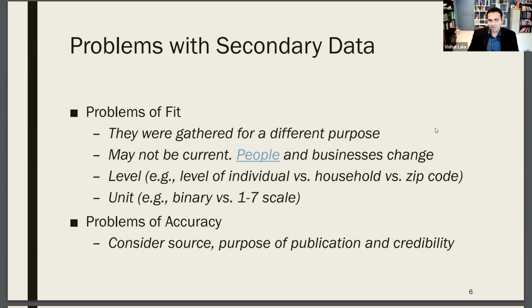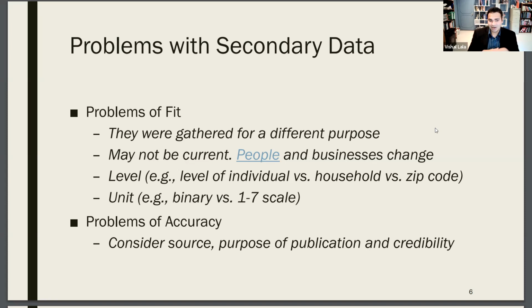There's also concerns about, or another problem with it might be, whether the data was gathered on a 1 to 7 Likert type scale or as binary, as in high or low. And finally, there's always the issue of the veracity of the data.